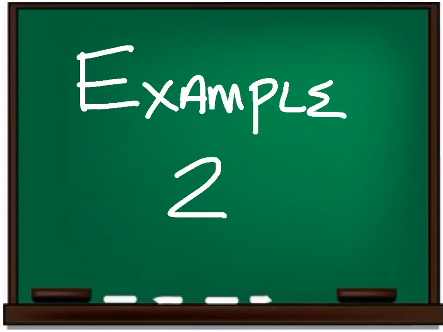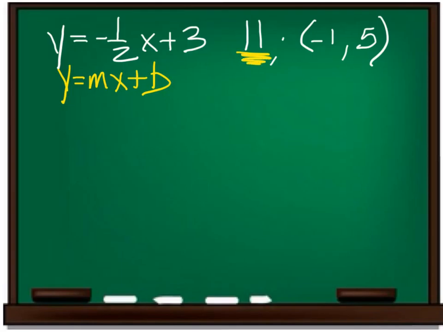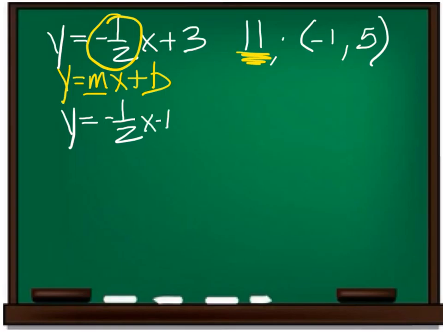Here's example 2. The problem is y equals negative 1/2 x plus 3. You're looking for a line that is parallel, and it must pass through the point negative 1, 5. y equals mx plus b is where you start. If it is a parallel line, then you must plug in that same slope into m. So y equals negative half x plus b.